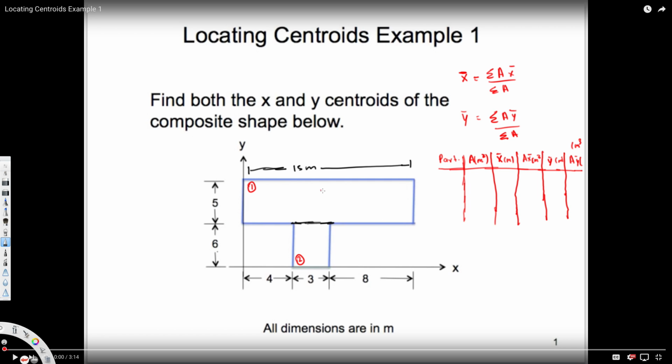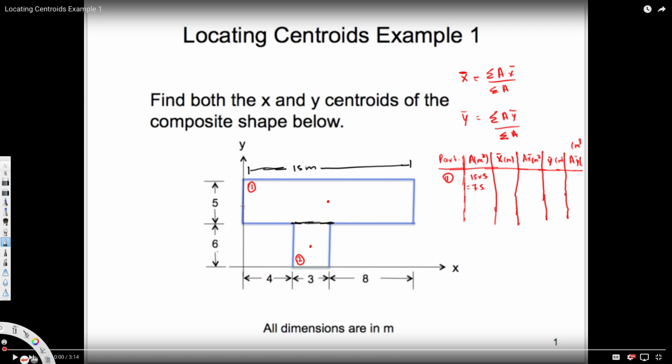So first of all, let's find it for part 1. Part 1 is a rectangle, so the area is going to be the length times the width. We have the length 15 times 5, which is going to be 75. Then for the x bar, for a rectangle, the centroid is exactly in the middle. Also for this rectangle, same thing, the centroid is exactly in the middle.